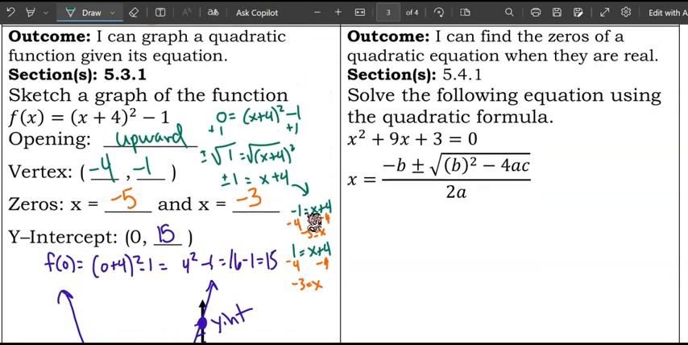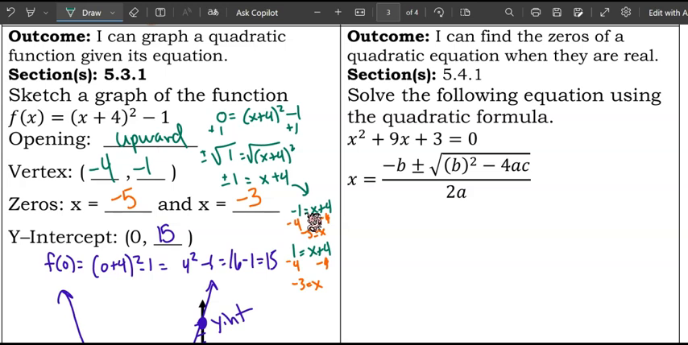Outcome: I can find the zeros of a quadratic equation when they are real. Refer back to section 5.4.1. Solve the following equation using the quadratic formula: x squared plus 9x plus 3 equals 0.